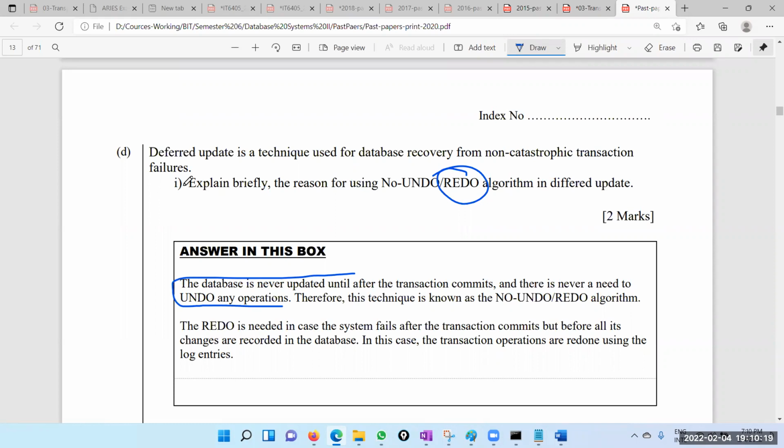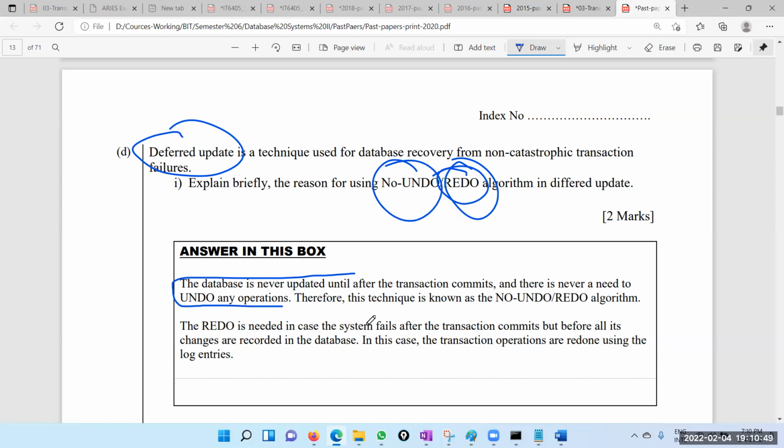So that means no steal. No steal means we are not flushing unless it is committed. So therefore, we don't have to do undo, because undo has to be done if we have flushed before commit. So we don't have to do that. But since we are doing deferred update, maybe committed things may not have been flushed. So therefore, we have to do the redo. You don't have to do undo, but you have to do the redo. Okay.